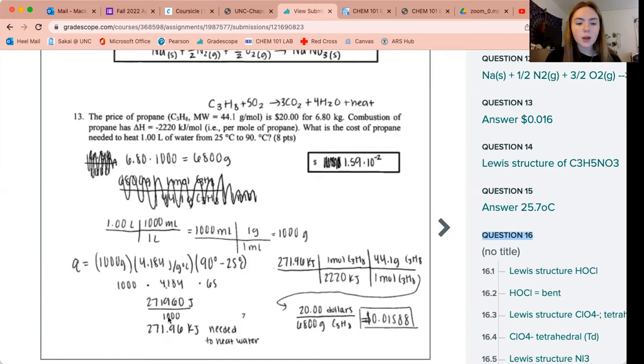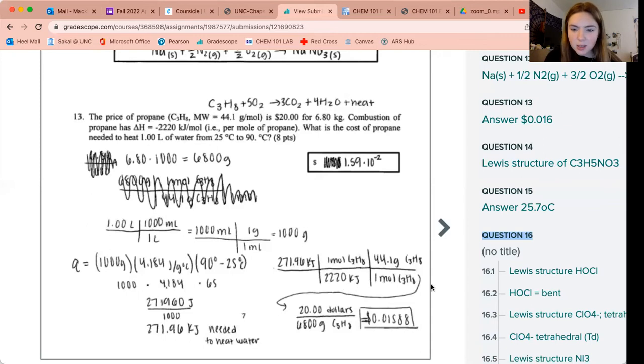So here we are. I took the heat down here, what we calculated. This is the energy needed to heat this amount of water: 271.96 kilojoules. And then on the bottom here, I have our enthalpy of reaction to create just 1 mole of propane. So here's 1 mole of propane on top because it's 1 mole per 2,220 kilojoules. So now we're in moles of propane. Now we can take the 1 mole of propane and equal it to propane's molecular weight, which is 44.1 grams. We find that through the periodic table.